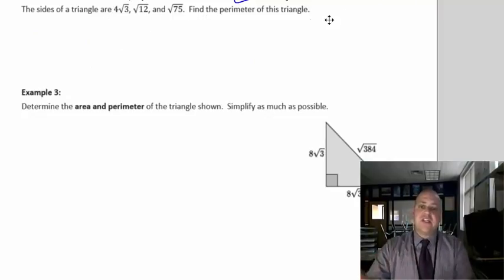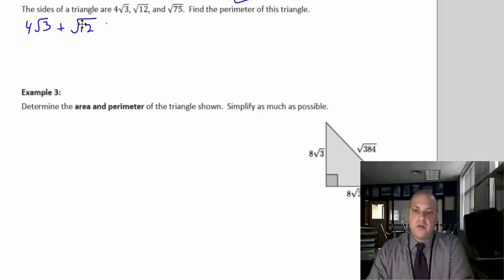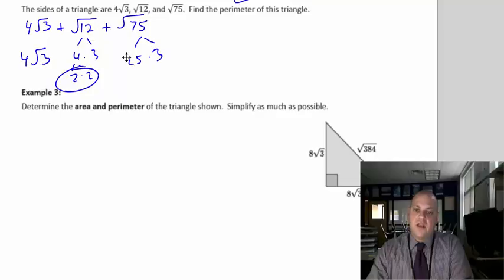So here are the side lengths. So basically you just need to add these, right? 4 radical 3 plus radical 12 plus radical 75. So same thing, right? This one's already simplified. I can't do anything there. This one's 4 times 3 and then 2 times 2. This one's 25 times 3 and then 5 times 5.